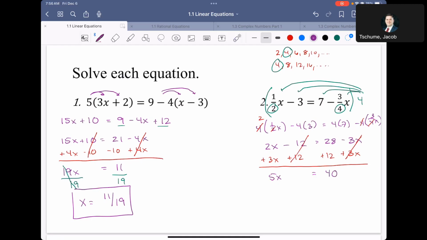And my last step here is to do the opposite of multiplication, which is division. So I'm going to divide both sides by 5. And using your calculator, this one actually does simplify. 40 divided by 5 gives you a value of 8. And so that would be the solution to number 2. It took one extra step where you had to clear out your fractions, and then it became a pretty nice problem to work out here.